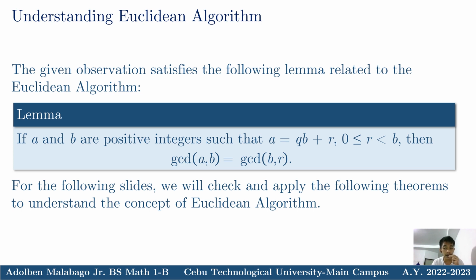So the formula GCD is basically the notation of the observation we had with the dividend and divisor of the two previous examples that we saw, by pair, which we placed on the numerator and the denominator. So basically this is the equation that represents the observation we had earlier. For the following slides, we will check and apply the following theorems to understand the concept of the Euclidean algorithm. There are going to be theorems introduced in this slide, which we're going to use in explaining what the Euclidean algorithm is all about.